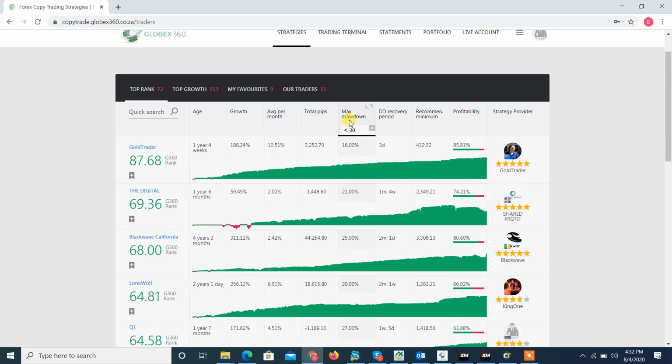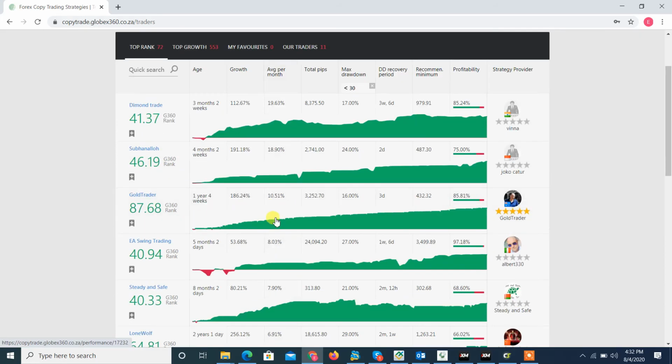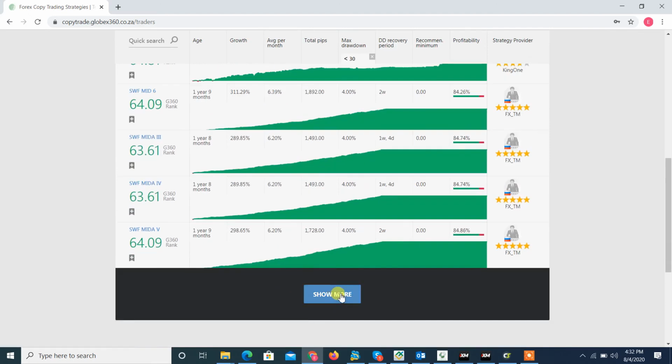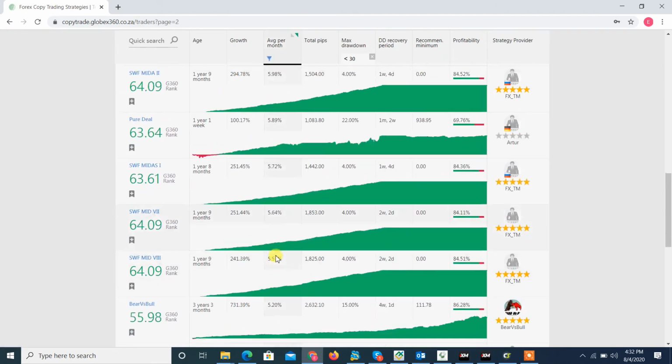I look at the maximum drawdown, and I don't look for somebody that's over 30%. Next that I'd like to look at is the average growth per month, right? I will want to look at somebody who has a higher average growth per month, which anything more than 5% is good enough. But these guys can surprise you, because again, it is an average.